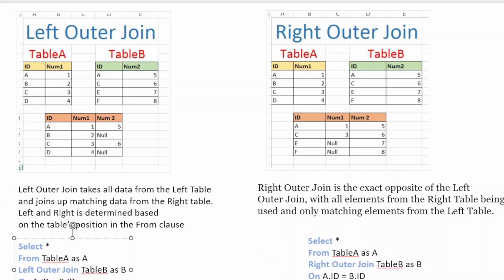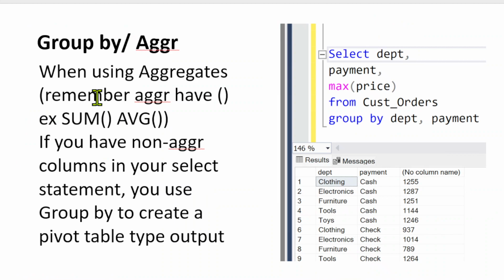Okay. We're going quick because this is review. Group by, when using aggregates, remember aggregates have the parentheses in there. So max price here, this is our aggregate. Example sum, average. If you have a non-aggregate in your select statement, department and payment are not aggregates, they're just regular labels, then we have to put the group by, and you group by the non-aggregate values. The aggregate gets left out.